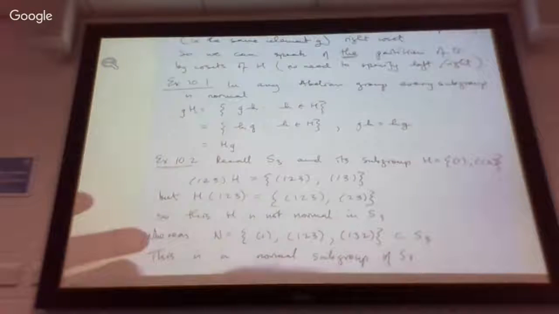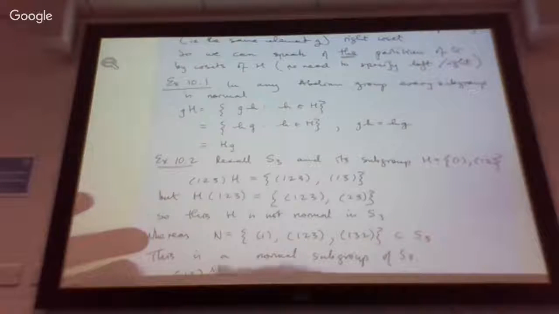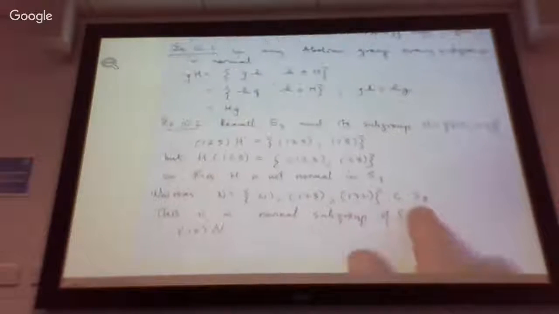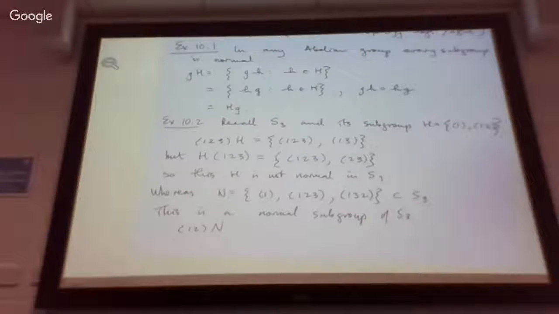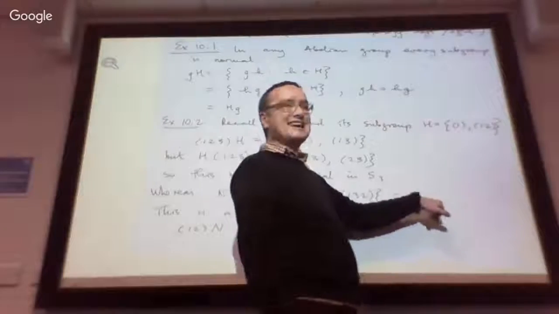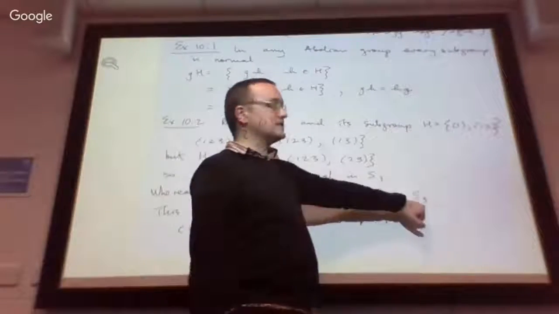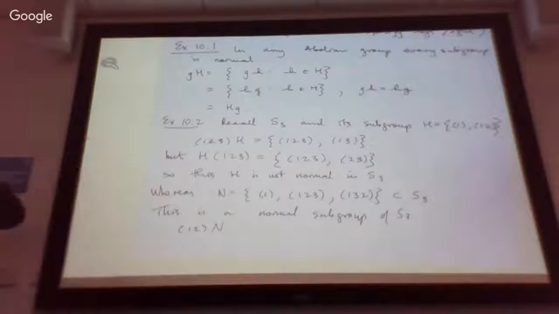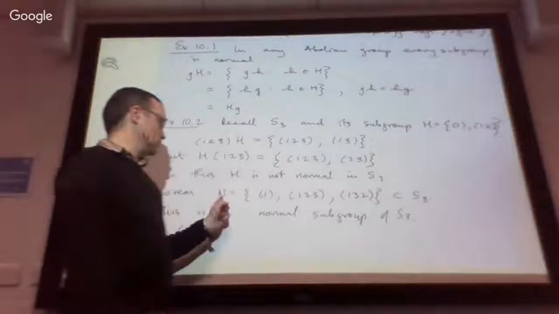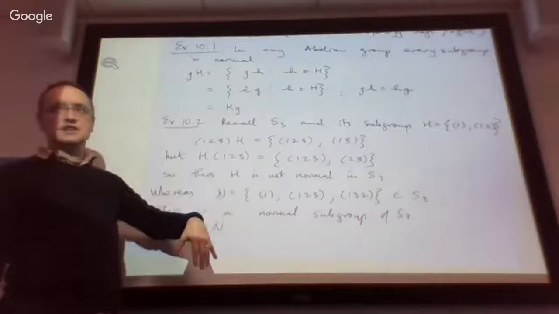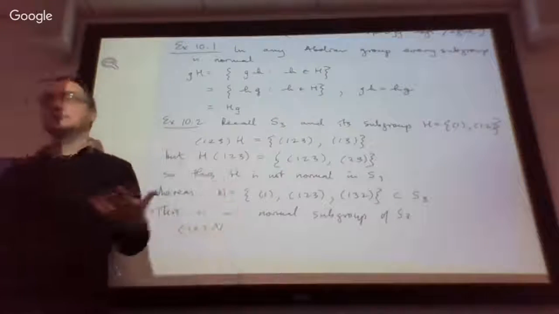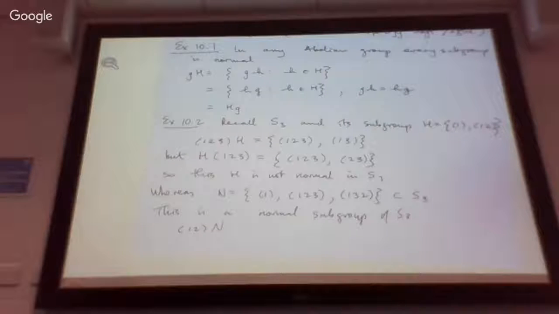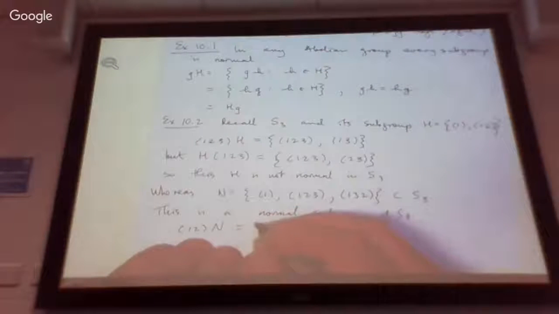And how many things does S3 have in it? S3 has 6 things in it. Remember, the order of Sn is n factorial. So the order of S3 is 6. The order of this subgroup is 3. So there's only going to be 2 cosets. Remember, every coset has the same number of elements as every other one. So the 3 elements in the normal subgroup itself, and in the other coset of it, there's going to be another 3 elements. That's going to be all the elements of S3. And remember, different cosets are distinct.